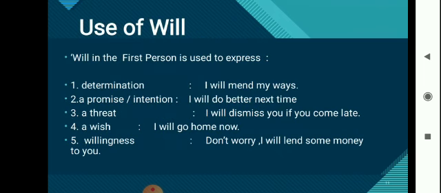Next, use of will. Now with the first person we use will to express determination, a promise, a threat, a wish, willingness. So with the first person we use will when we want to express our determination, tell our promise or our intention, for any threat, for any wish, or for willingness.